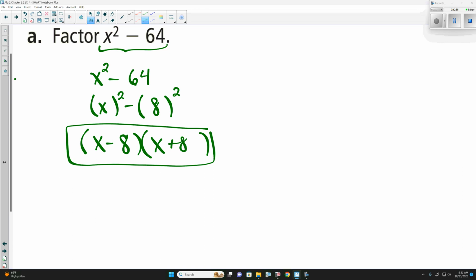And we know this is a difference of perfect squares because x squared is a perfect square, 64 is a perfect square. We know it's a difference because there's a subtraction in the middle. Okay. Questions on this here?